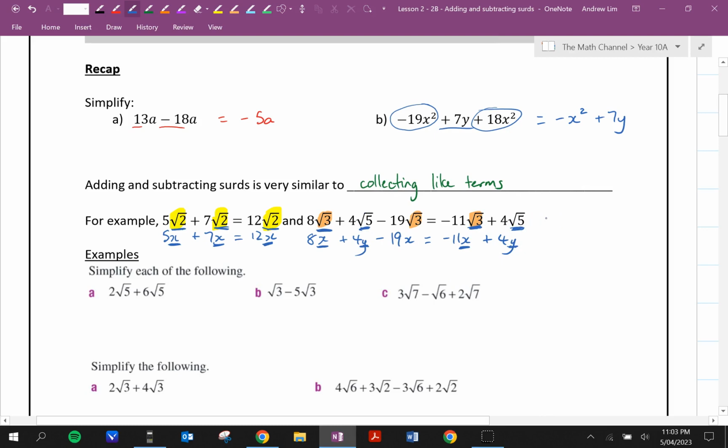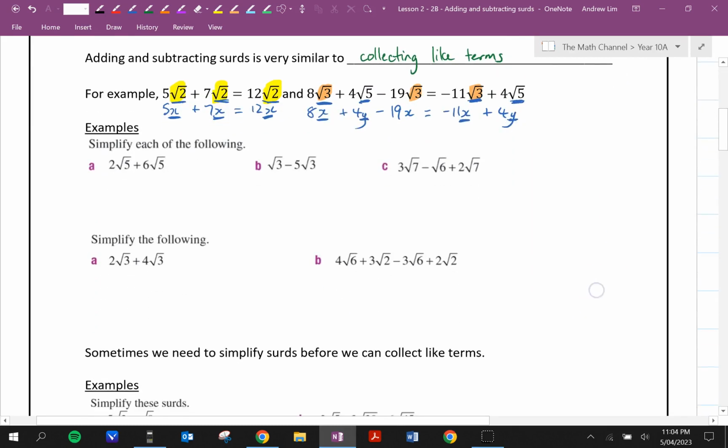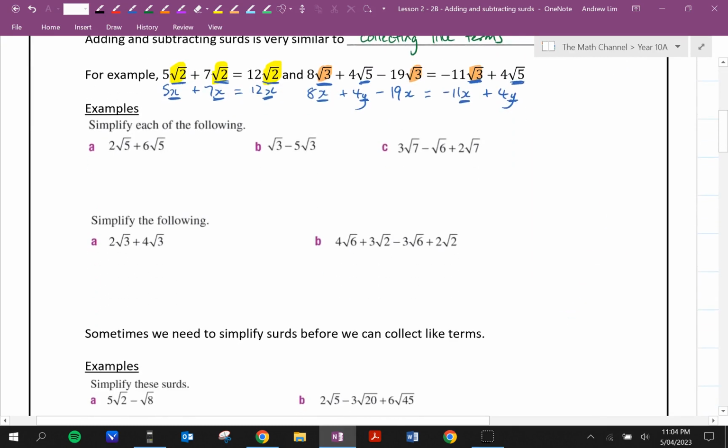Okay, so let's have a look at each of these. Simplify each of the following. 2 root 5 plus 6 root 5. Start off nice and easy. They are like terms. It's like saying 2x plus 6x is 8x. It's just not x, it's root 5. So 8 root 5. Question B, root 3 minus 5 root 3. We'll pretend it says x minus 5x. That's minus 4x, but instead of x, we're saying root 3. So minus 4 root 3.